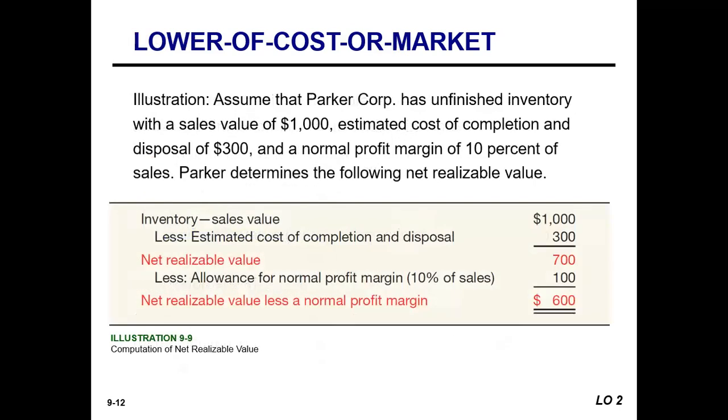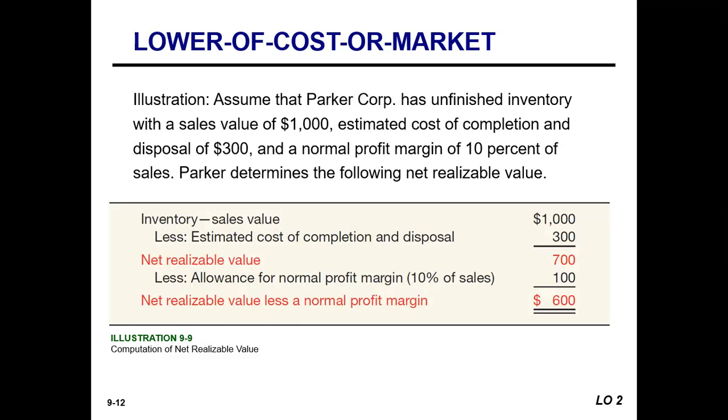It says, assume that Parker Corporation has unfinished inventory with a sales value of 1,000, estimated cost of completion and disposal of 300, and a normal profit margin of 10% of sales. Parker determines the following net realizable value. So again, we take that inventory less the estimated cost of completion and disposal, 300. And so that gives us that net realizable value of 700.